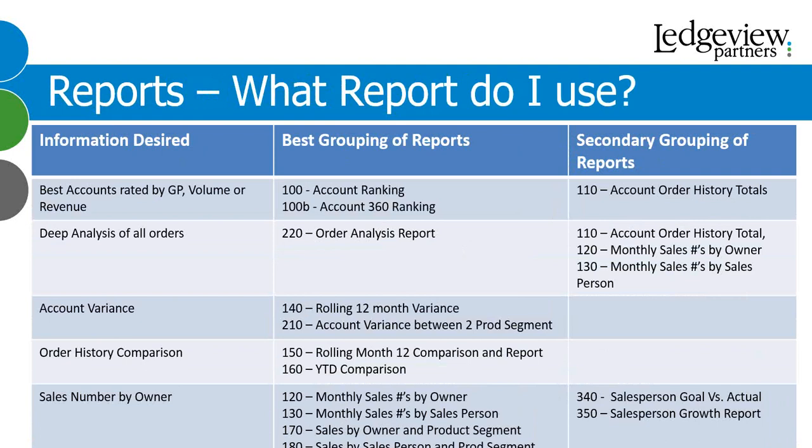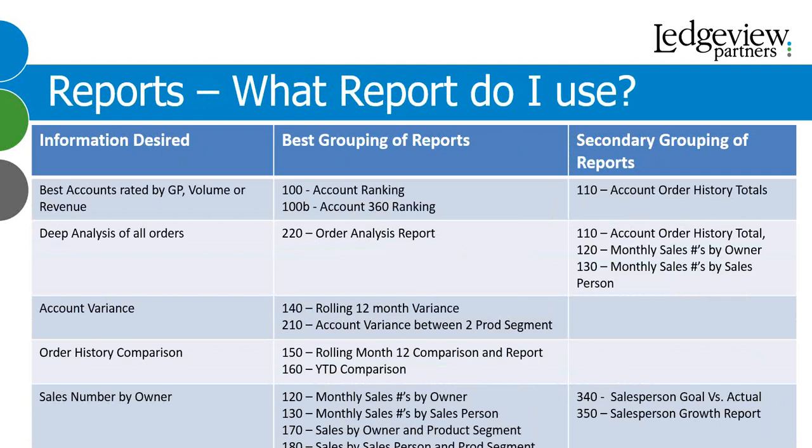Reports 110, 120, and 130, as we touched on, cover the account order history total and then monthly sales numbers. The only difference between 120 and 130 is that one's by owner, one's by salesperson. That's just how you happen to set it up within CRM when it was originally set up for you. Great information, but not that deep a dive.